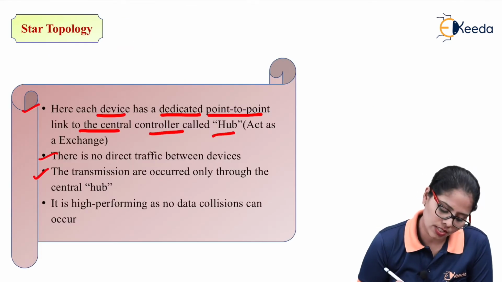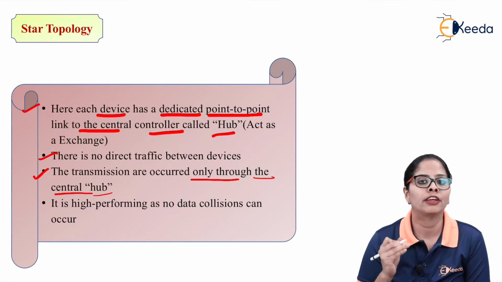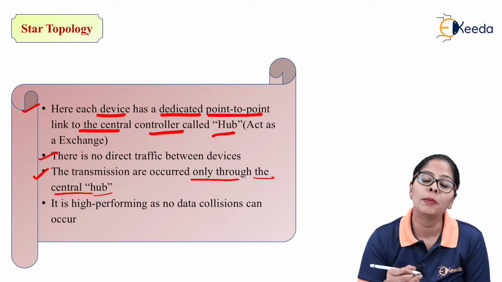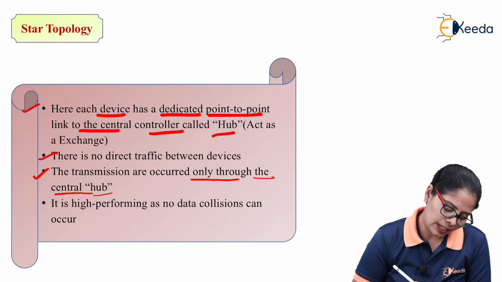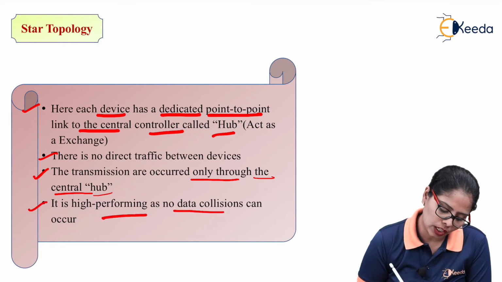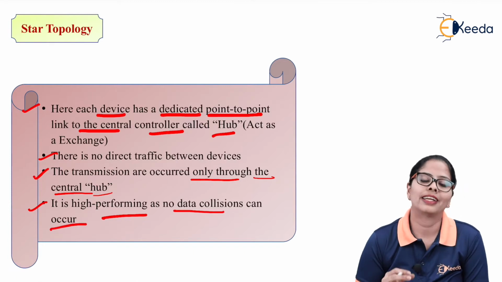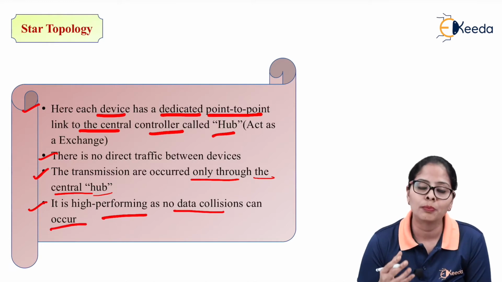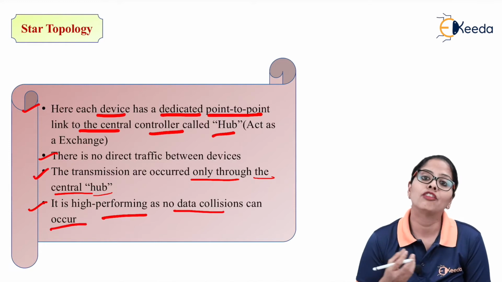The transmissions occur only through the central hub. So whenever you want to communicate with any device, first you have to send that traffic to the hub, and then the hub will retransmit that data. It is high performance, and no data collision can occur. Basically, whenever there is a shared resource, there is a chance of collision. For example, if both computers start sending data at the same time, what will happen? There will be a collision.